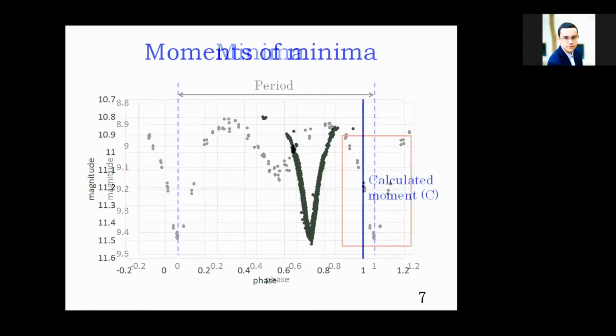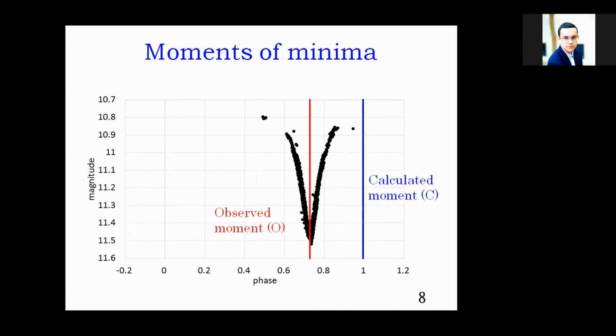And sometimes the moment of this minimum is shifted from its calculated value. This shift we call O-C. And now I'm going to talk about software MAVKA and how we get this difference.